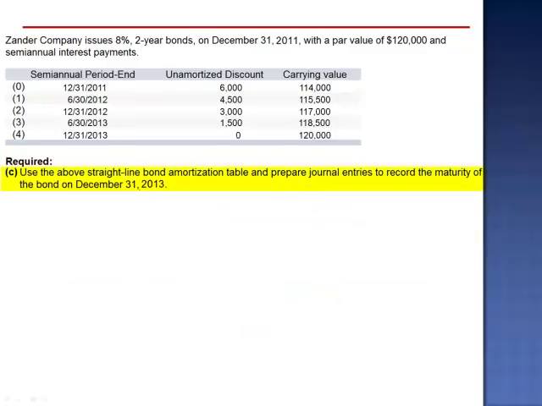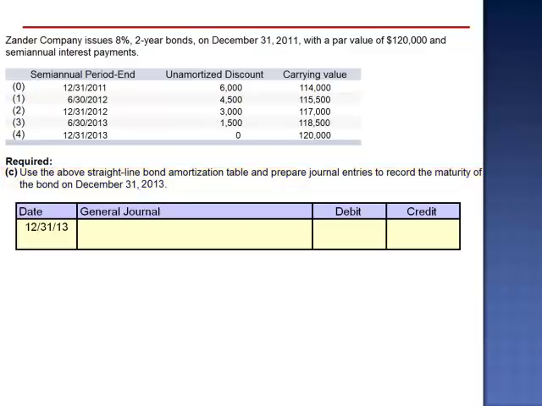Letter C asks us to prepare the journal entry to record the maturity of the bond on December 31st, 2013. On December 31st, 2013, after the final semi-annual cash payment is made, the Zander Company needs to repay the par value. Debit bonds payable, $120,000, and credit cash. This journal entry eliminates the liability account in total.